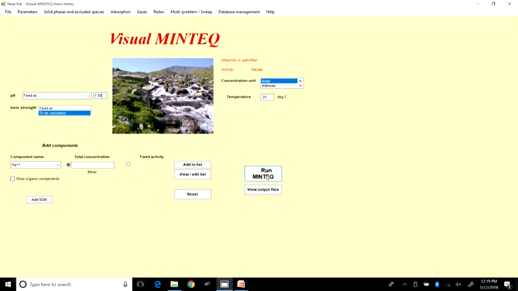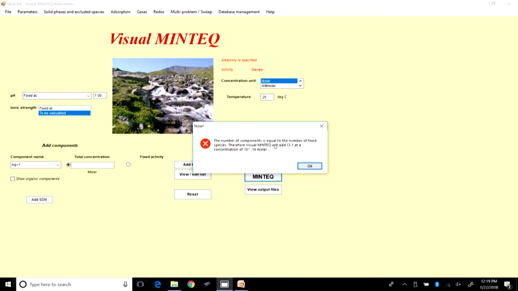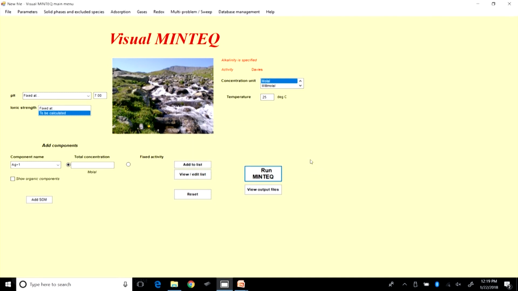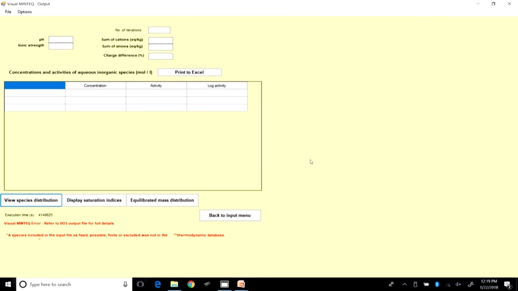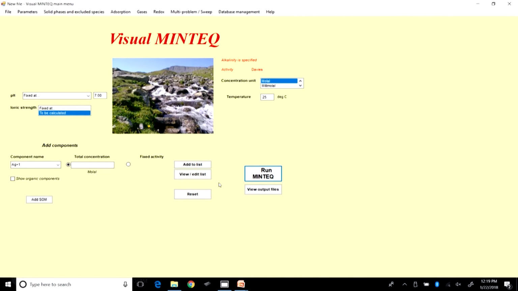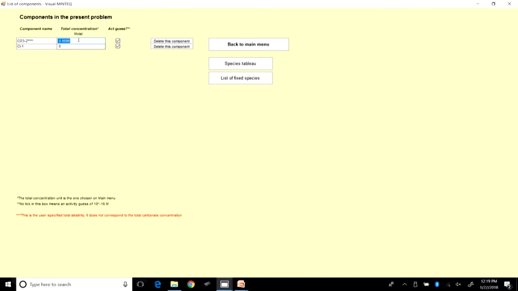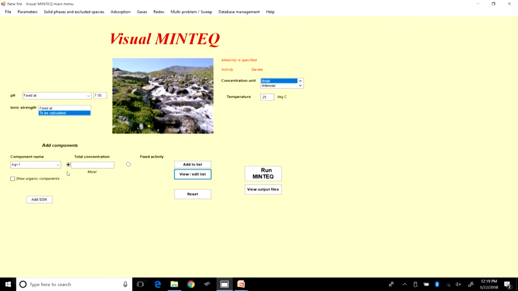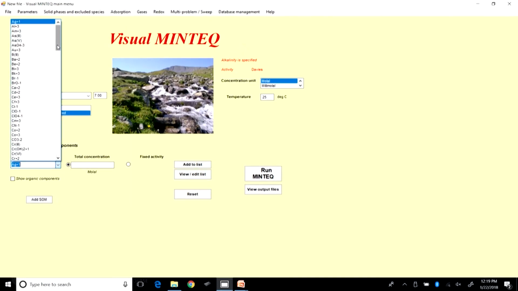So, now I run VMINTEQ, and the number of components is not equal to the number of fixed species. Obviously, I see that there is an issue there, as expected, right. So, let us go back to the VMINTEQ menu and view edit list. Something else needs to be given here, right. So, I need to go back to the main menu, and also let us say I am going to have Na plus.